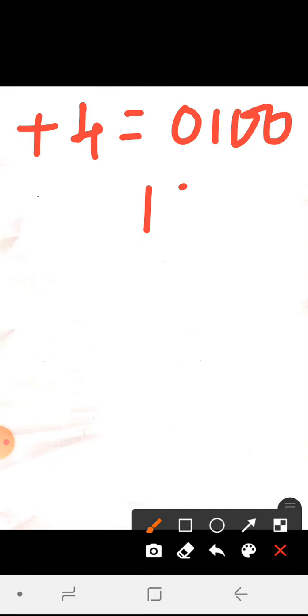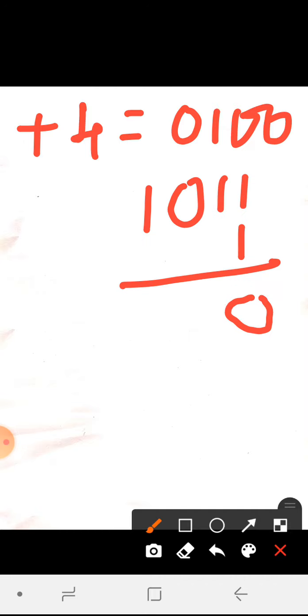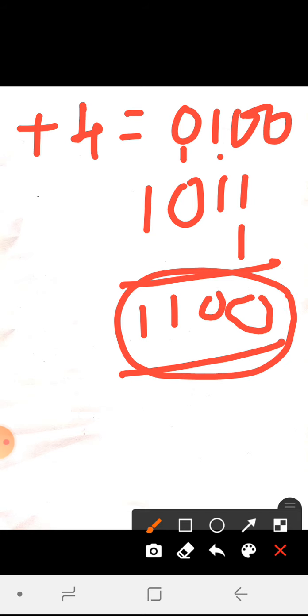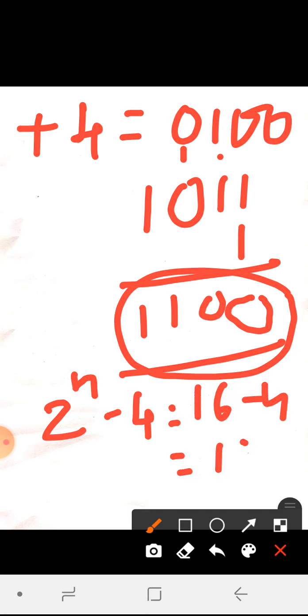You have taken 1's complement. Then you added plus 1. So this is the representation of 12. That is what we have got in the previous method, where we have said that it has to be 2 power n minus 4, nothing but 16 minus 4, which is equal to 12, right? So this is the 2's complemented number.